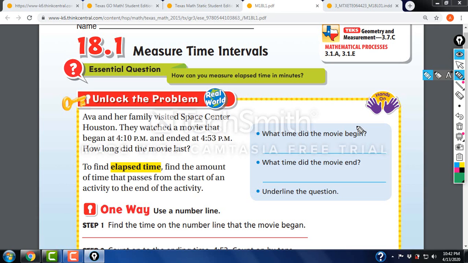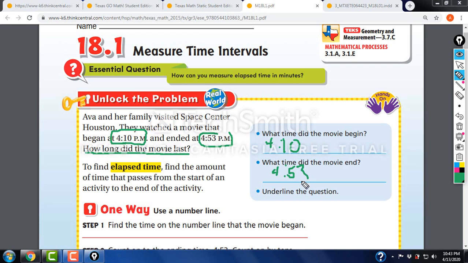We're going to look at question number 1, unlock the problem. It says Ava and her family visited the Space Center Houston. They watched a movie that began at 4:10 p.m. and ended at 4:53 p.m. Now they want to know, how long did the movie last? So what time did the movie begin? 4:10. What time did the movie end? 4:53.